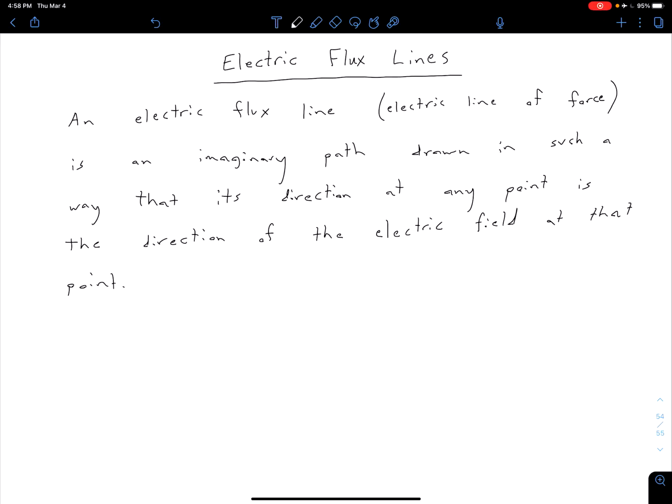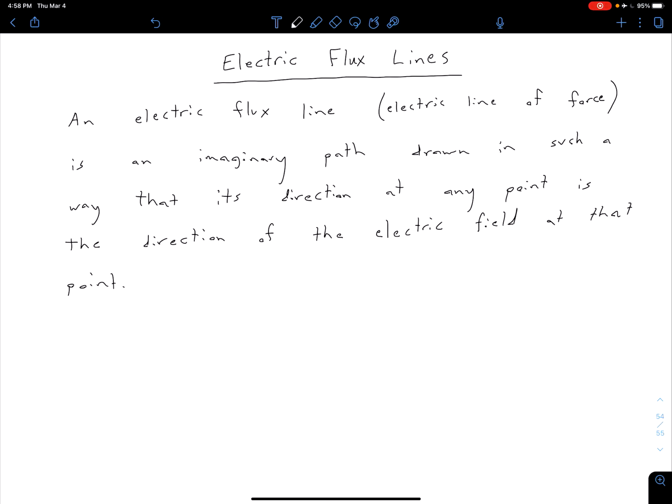The next topic we're briefly going to talk about is electric flux lines. An electric flux line, or sometimes you'll also hear it called an electric line of force, is just an imaginary path that we draw to help us visualize the electric field. These paths are drawn in such a way that the direction at any point is the direction of the electric field at that point.